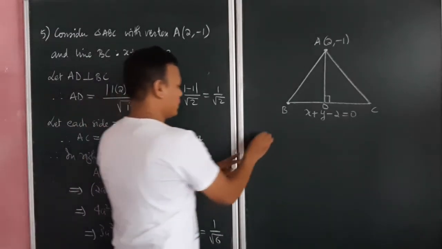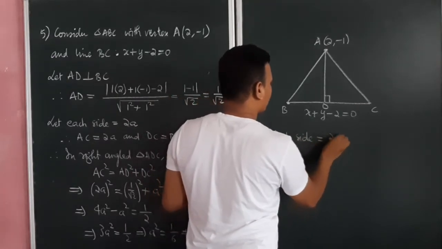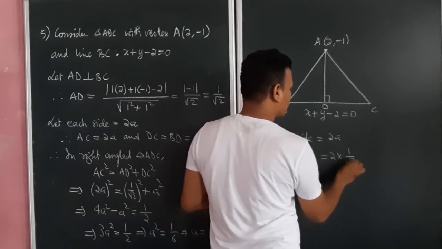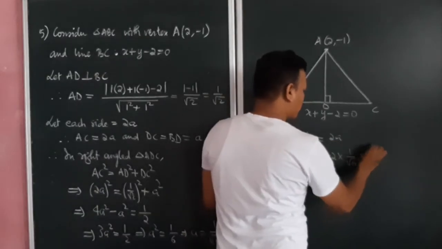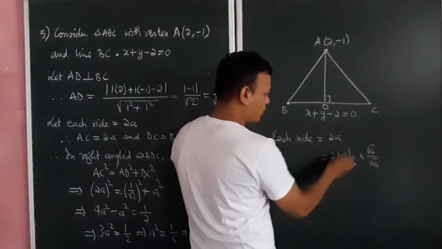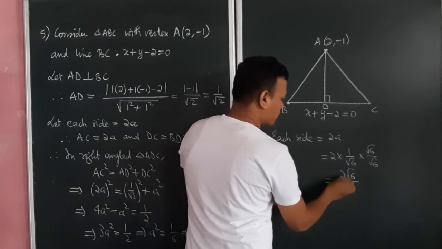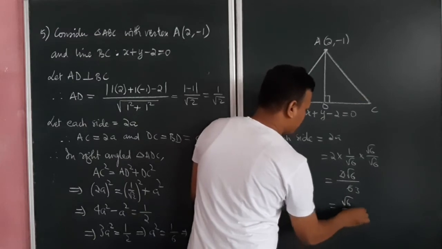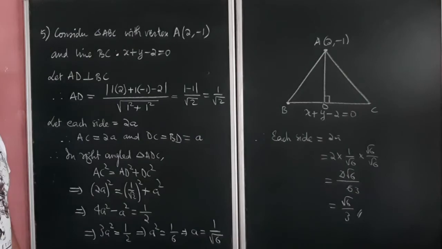So therefore each side will be equal to 2A, right? So we have 2 into A. A is 1 by root 6, and if you want to rationalize it, you can do that as well. So we have root 6 here. So from here we have 2 root 6. Root 6 into root 6 is 6. So this 2 gets cancelled. So we have root 6 by 3 as my answer. Okay, so you may pause the video to note down.